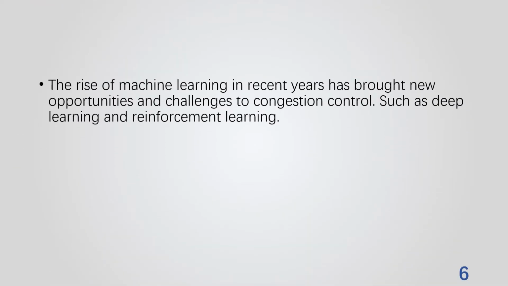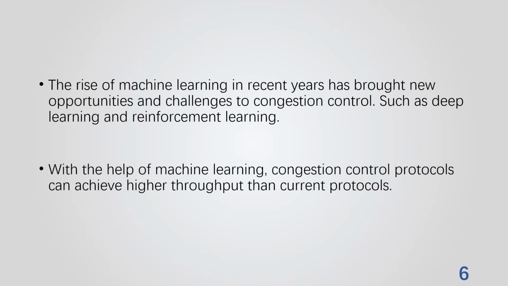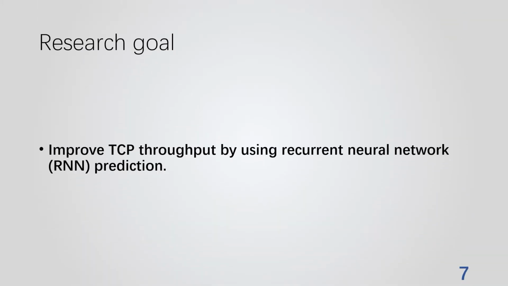The rise of machine learning in recent years has brought new opportunities and challenges to congestion control, such as deep learning and reinforcement learning. With the help of machine learning, congestion control protocols can achieve higher throughput than current protocols. Our research goal is to improve TCP throughput by using recurrent neural network prediction. Applying machine learning to congestion control is meaningful to the development of the protocol. Even though we can't achieve ideal throughput, we can use some ways to get closer than the current congestion control schema.